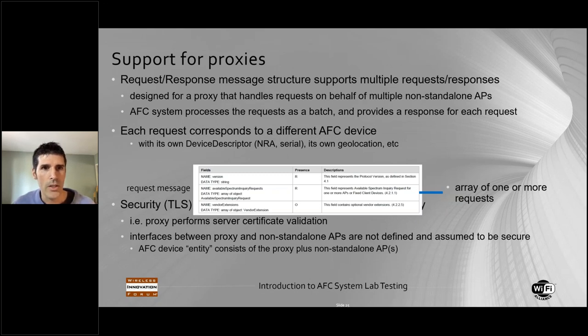So this is just a little discussion about proxies. So I've mostly talked about the scenario for standalone APs, but the protocol does support a request and response message structure where there could be multiple requests and responses within a single message. That's designed for a proxy that's handling requests on behalf of multiple non-standalone APs. So it could be a WLAN controller, something like that, something in the cloud maybe even, which has a bunch of these non-standalone APs completely under its control.